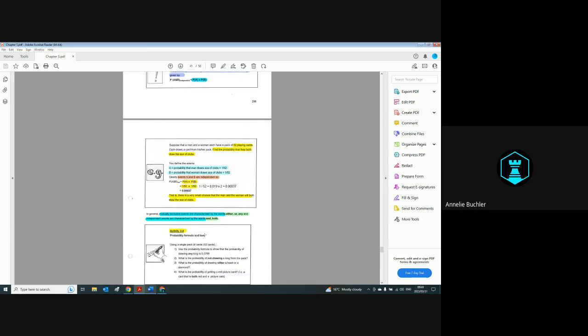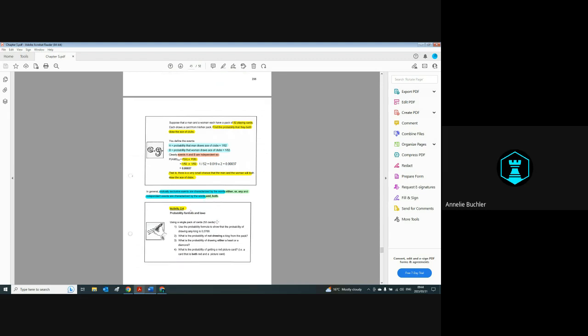Okay. In general, mutually exclusive events are characterized by the words either, or, any. Independent events are characterized by the words and, both. Sorry, that "and" must come away. So the words are either, or, any. Independent events are characterized by and, both.